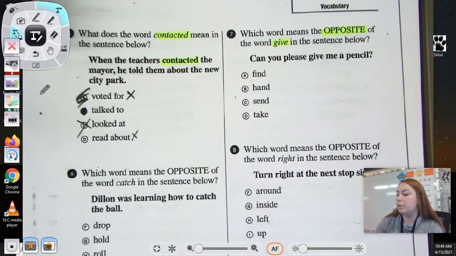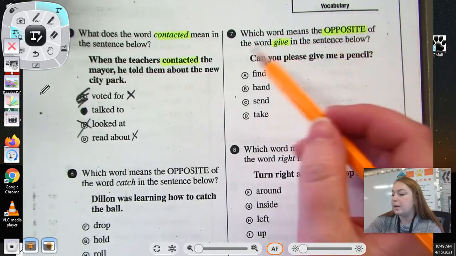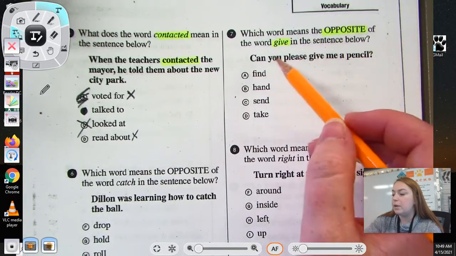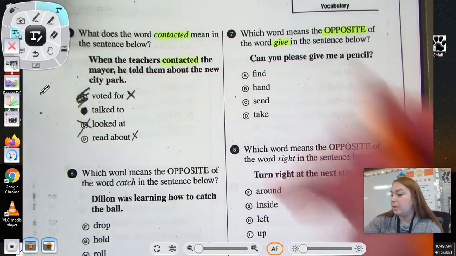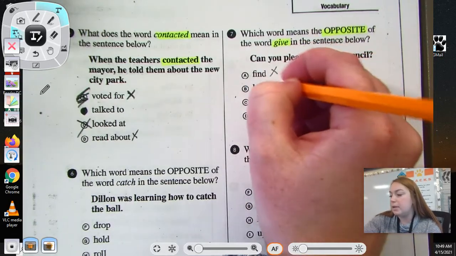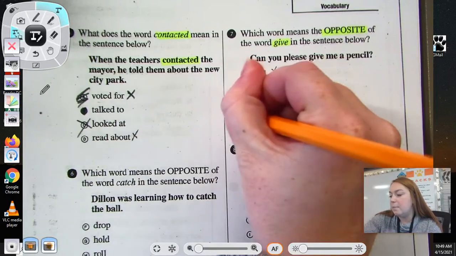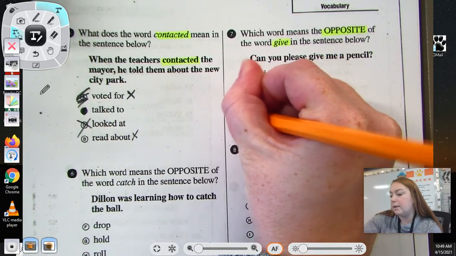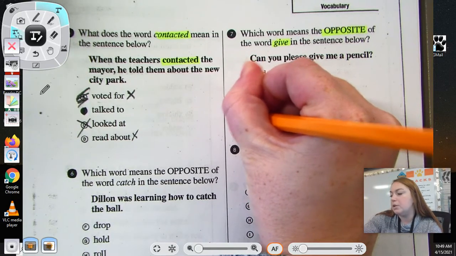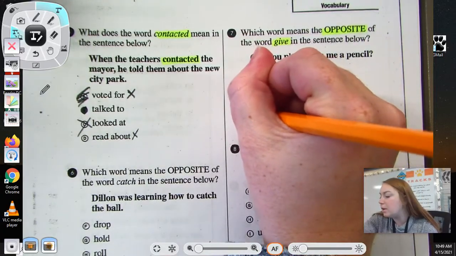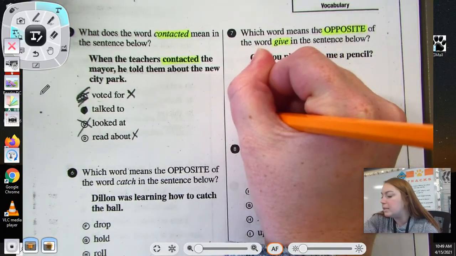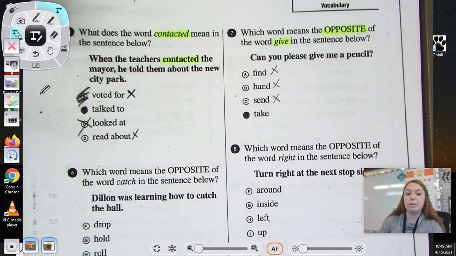Let's try another example over here. Which word means the opposite of the word give in the sentence below? Can you please give me a pencil? So the opposite of give, I know it's not find, I know it's not hand, I know it's not send. My answer is take. Okay? So again, I filled it in, I stayed inside the lines, I made sure it was dark enough that the scanner could read it, and that's what it looks like.